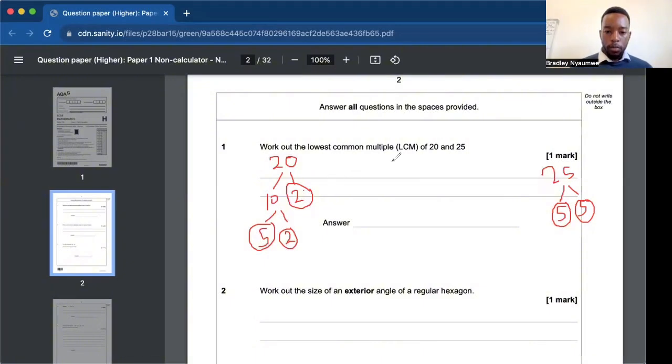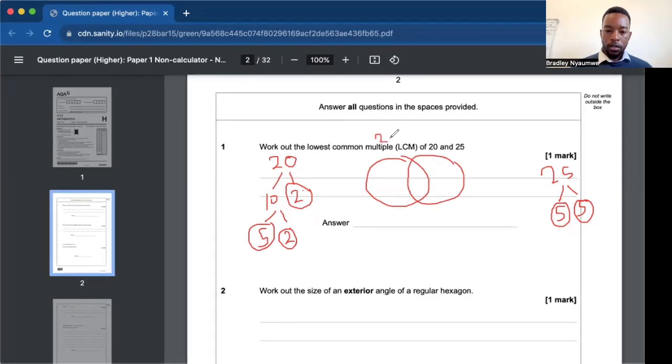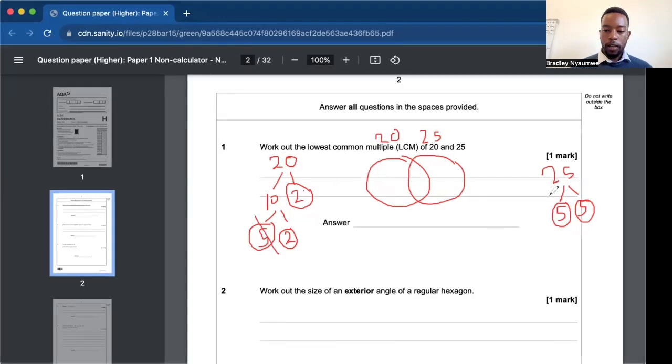so now we put these numbers into a Venn diagram. So we have the 20 and the 25. So we need to find the common ones, so the common factors it has. So we know that there's 1 5 here and 1 5 here. So we can put that in the middle. And then we put the 2's here and the 5 here.